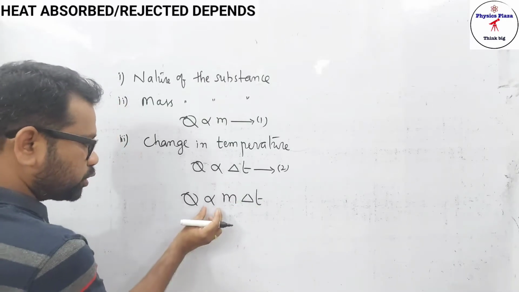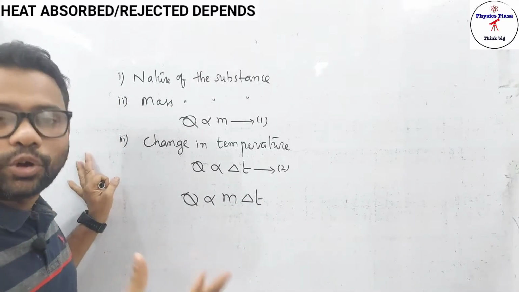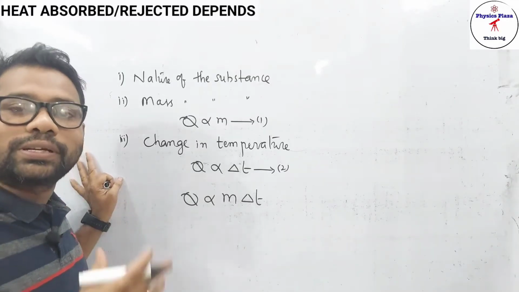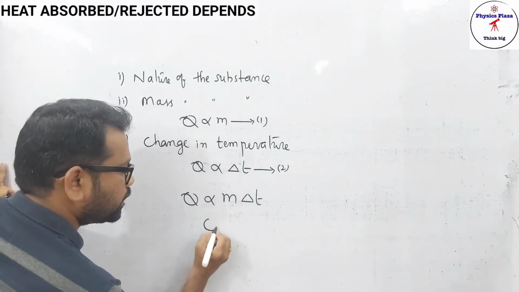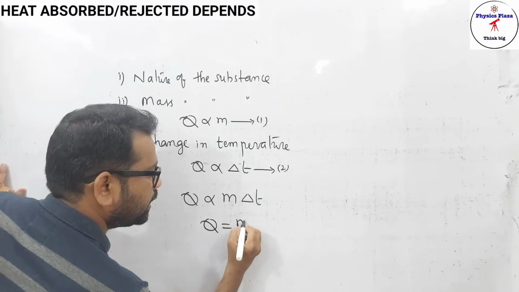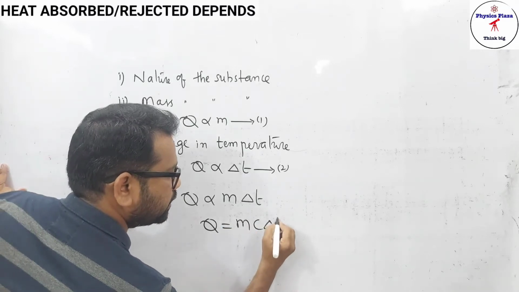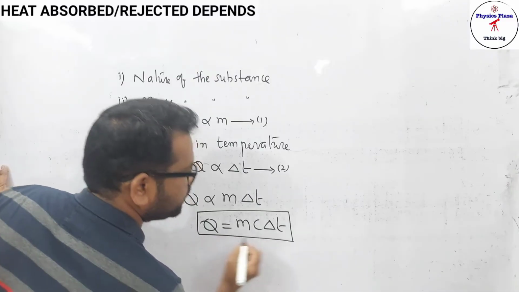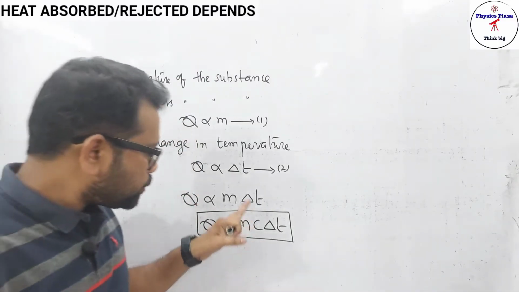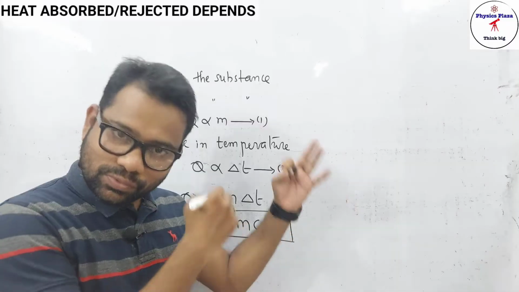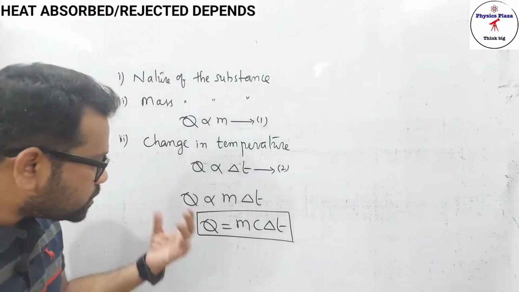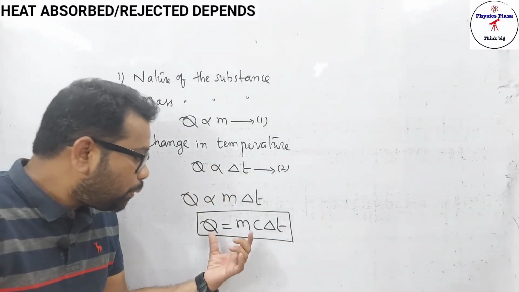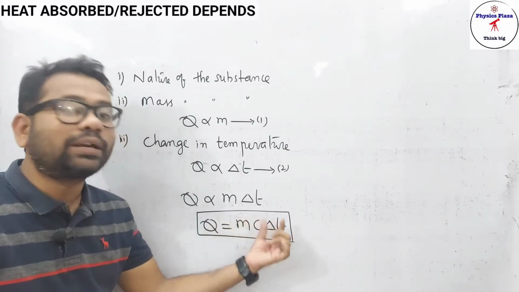Children, whenever there is a proportional symbol, it can be replaced with a constant. Here we are going to take the constant as C. So we can write Q is equal to M C delta T. Children, this is a very, very important formula. Here, what is C? C is the specific heat capacity, which we will discuss later. First, let us concentrate on the importance of Q is equal to MC delta T.